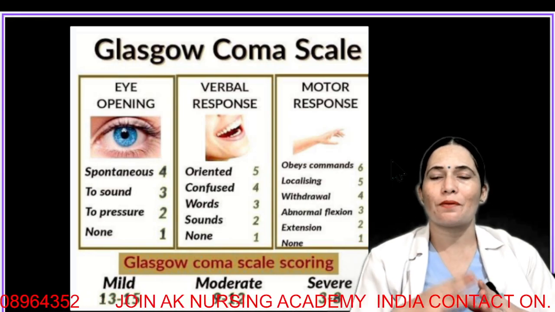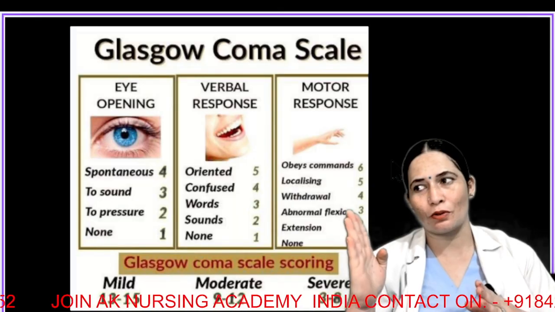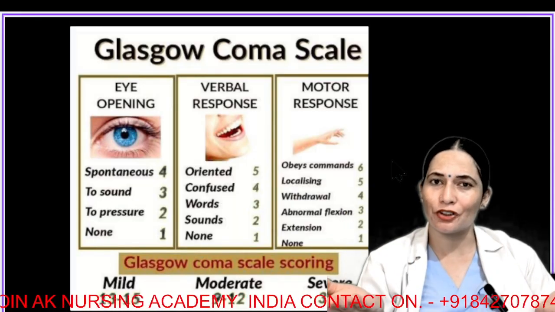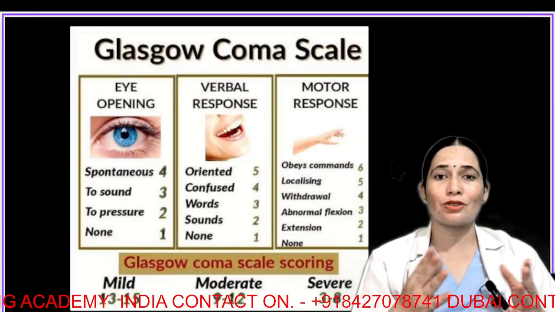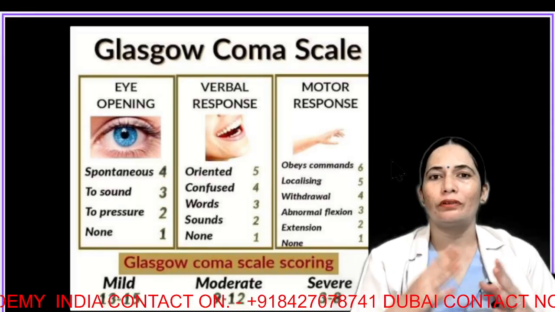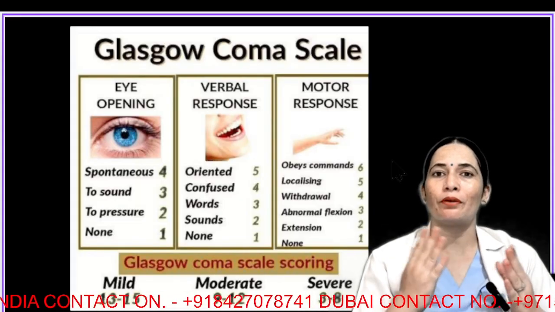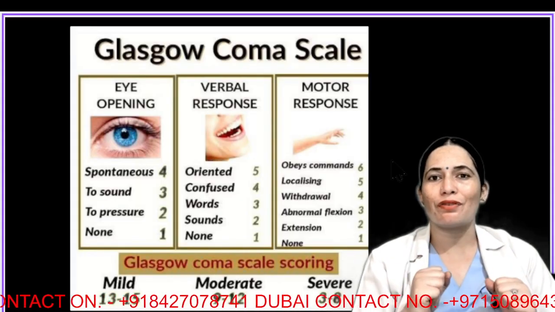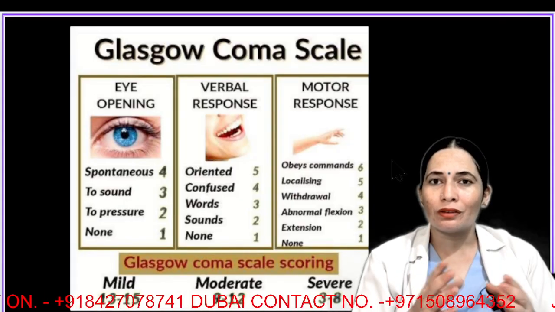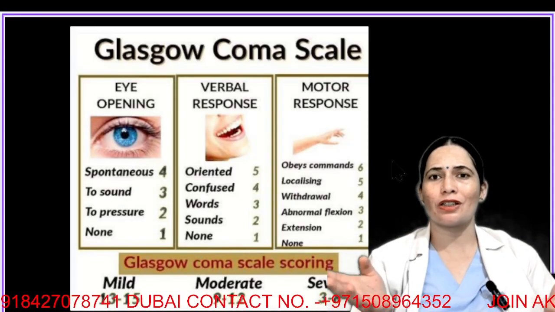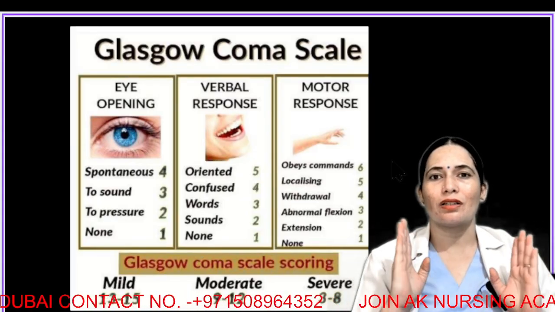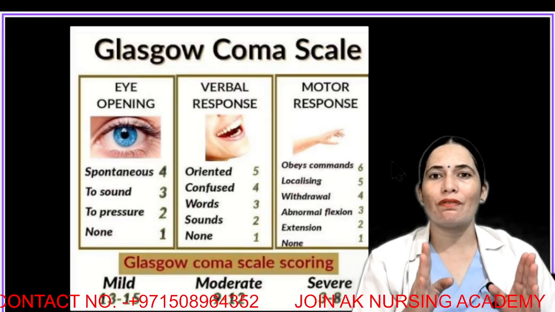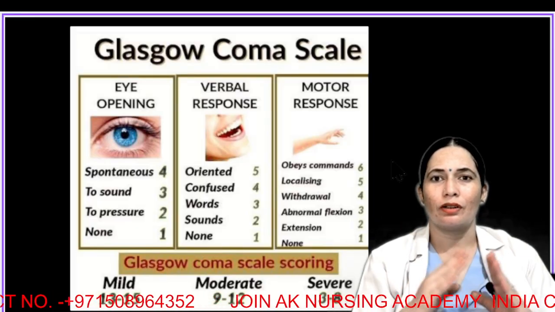The first is, if the patient gets a 6 score, it means he is following our instructions. If you ask the patient, open your mouth, raise your hand, make a fist, show me your tongue, and he follows our instructions, it means he is obeying our commands. He is fully conscious. We give that patient 6 scores, right?